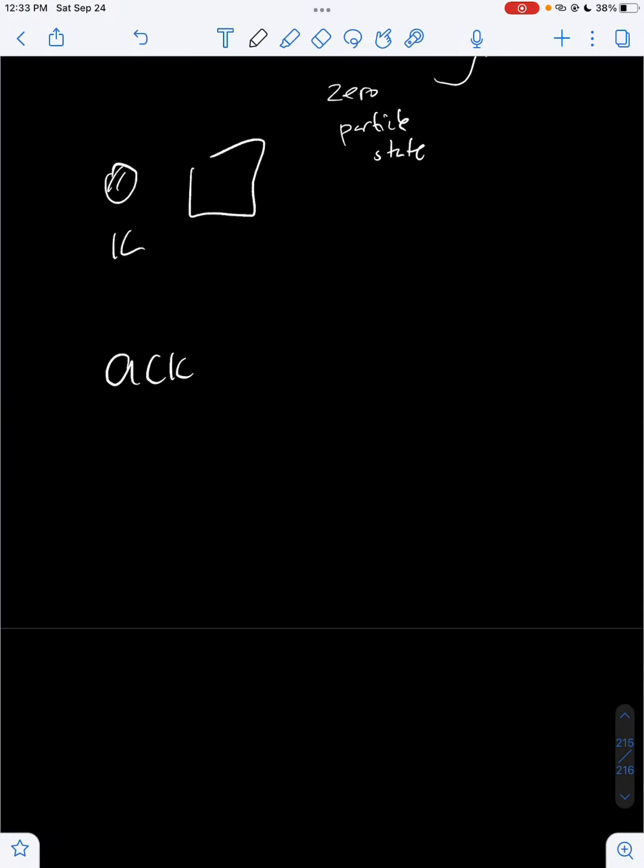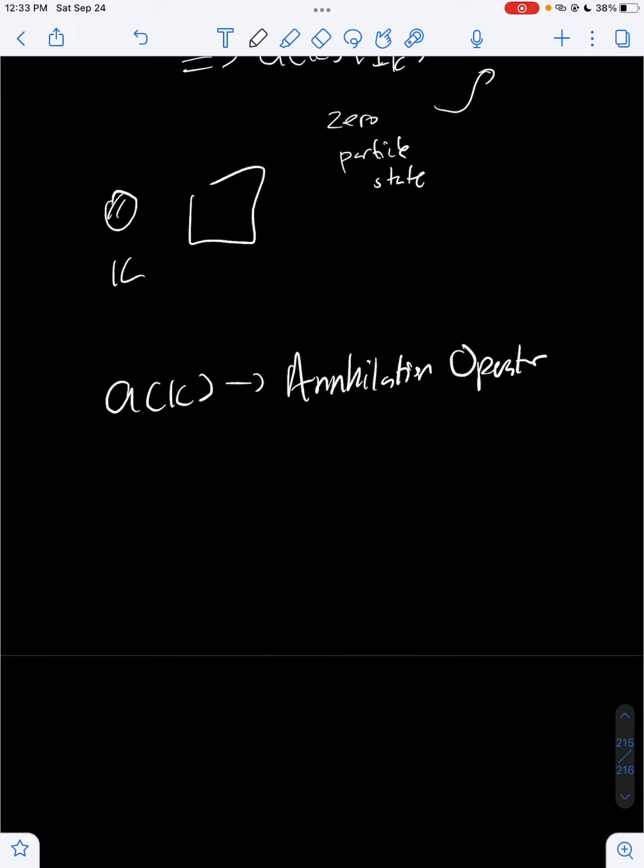And that's actually what makes us call A of k the annihilation operator, because it removes a particle from our system. So basically, A conjugate k acting on some state with n particles gives us a state with n plus 1 particles with momentum k.